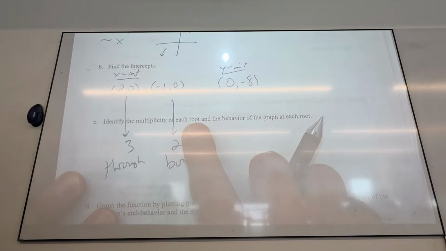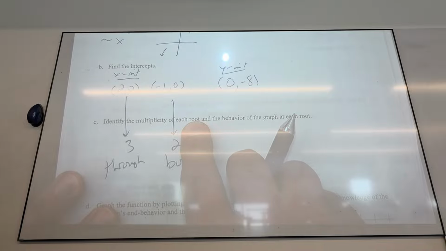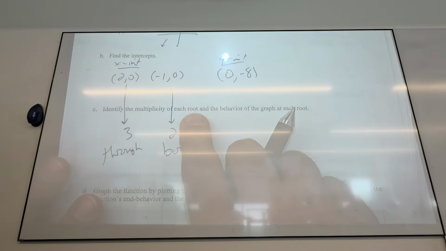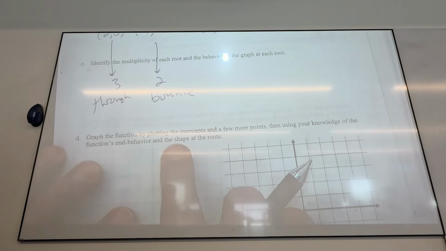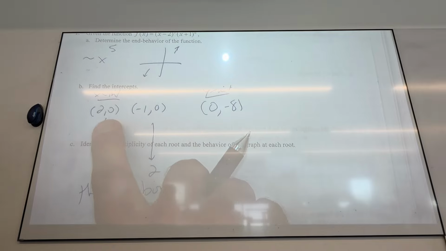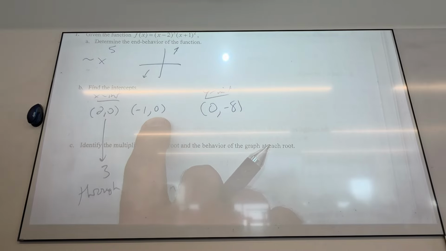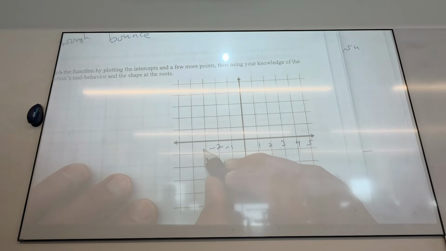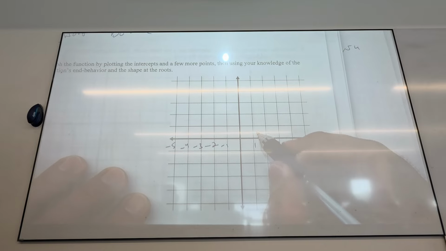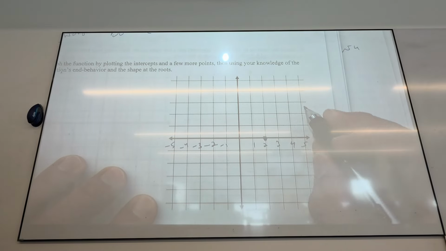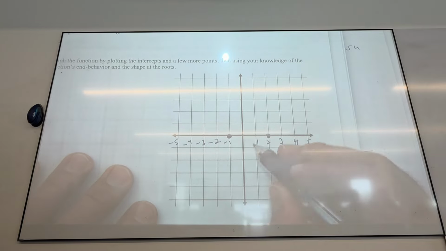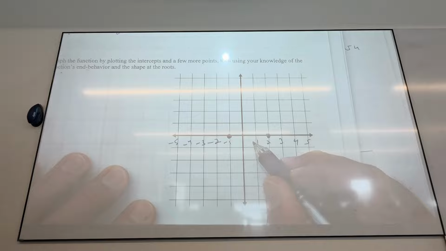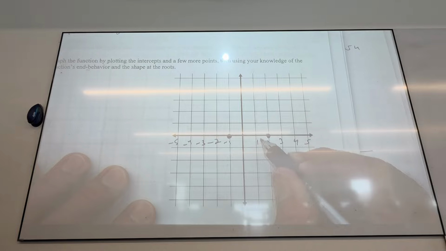If you see me say root, that means x-intercept. It's just a smaller word, less writing. So now I can plot my intercepts. My x-intercepts have nice numbers, so I'm going to go by ones here. I don't know what to do with my y-axis yet. So I got 2, 0, negative 1, 0. I know I have a 0, negative 8 y-intercept, but I don't know what to do with that yet. The only thing I'm not sure about is at 1.